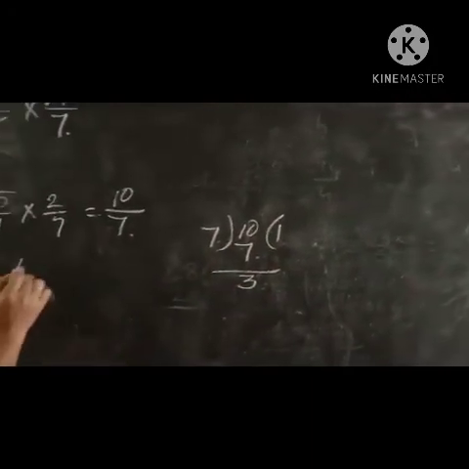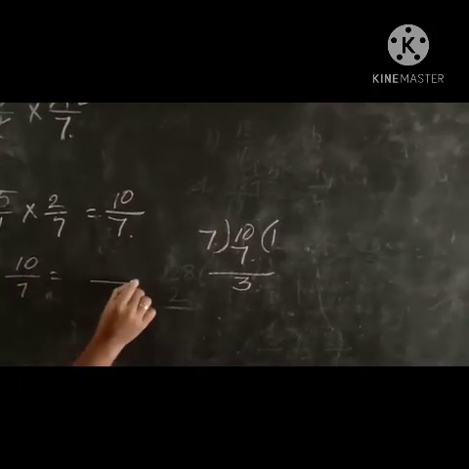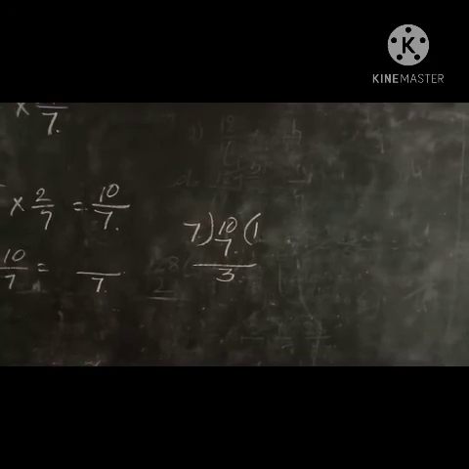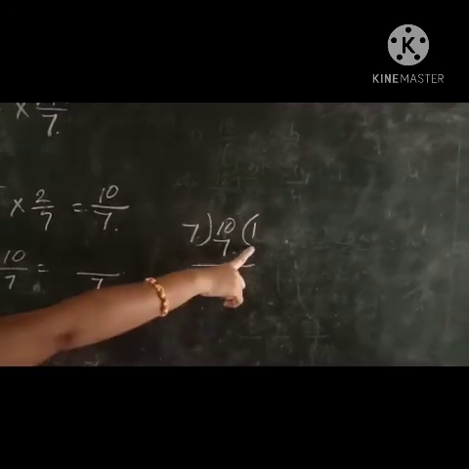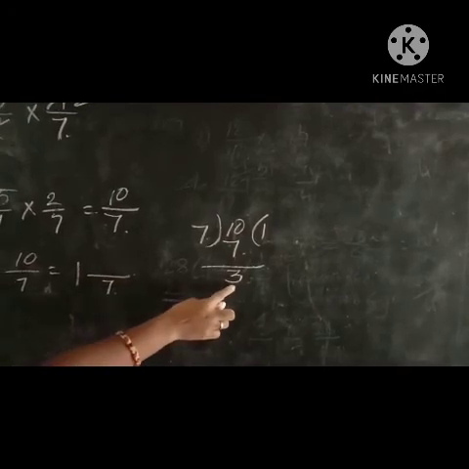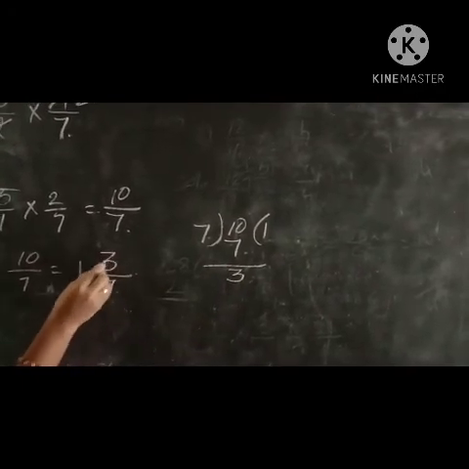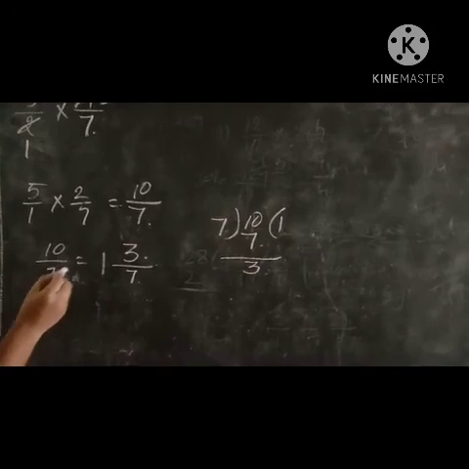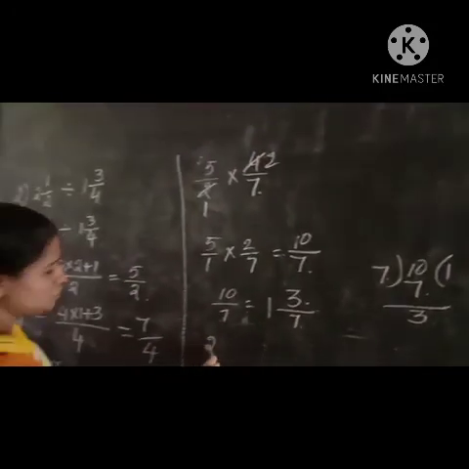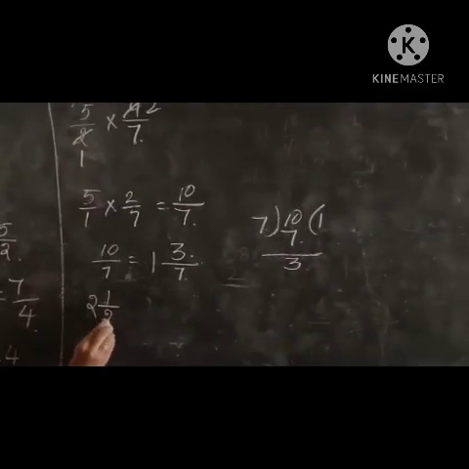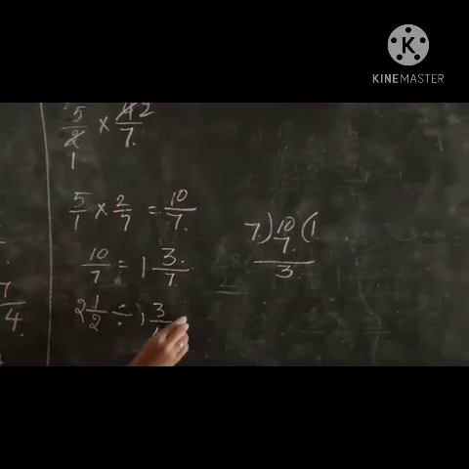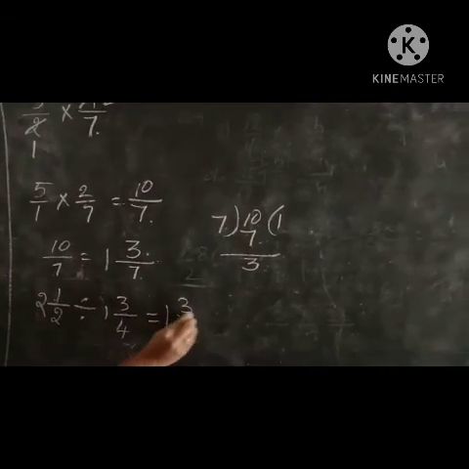And now see children, 10 by 7 equals to, what is the denominator number? 7, no? Right here 7. And what is the quotient number? Quotient is 1, no? Just right here 1. What is the remainder? Remainder is 3. Write the numerator here. So what is the number here? 10 by 7 equals to 1 3 by 7. See children, here what is the quotient? 2 1 by 2 divided by 1 3 by 4 equals to 1 3 by 7.